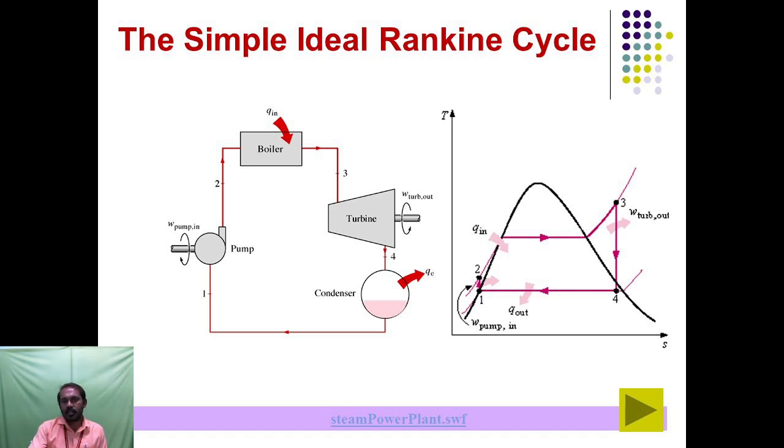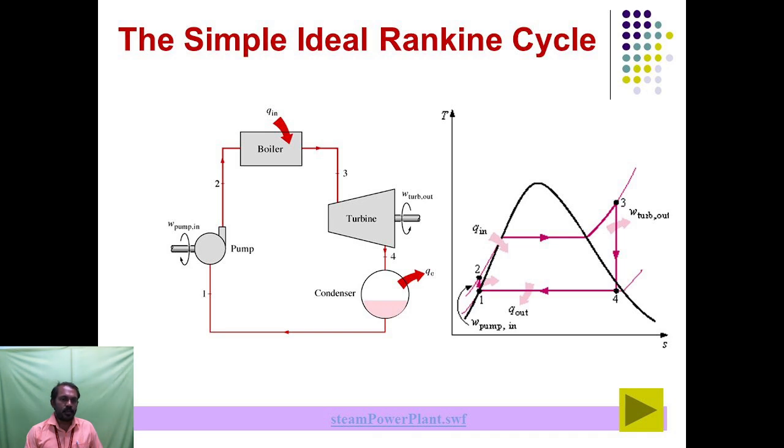And here is the T-S diagram for Rankine cycle. So there are four components: first the pump, boiler, turbine, condenser. The pump is process 1 to 2. Boiler is process 2 to 3. And the turbine is process 3 to 4. And condenser is process 4 to 1. So there are four processes in the cycle.